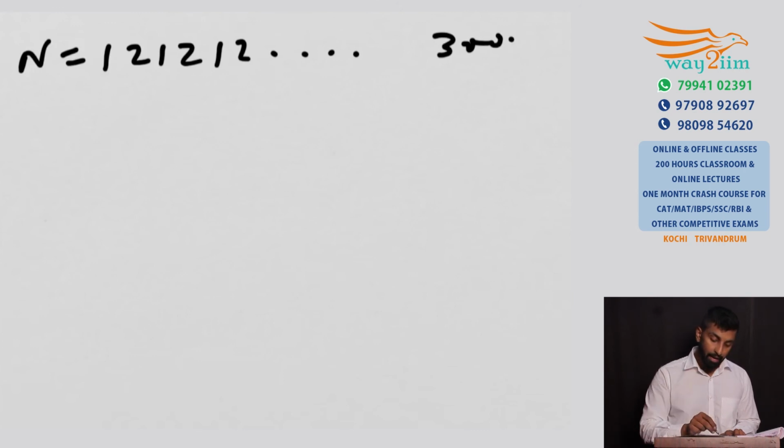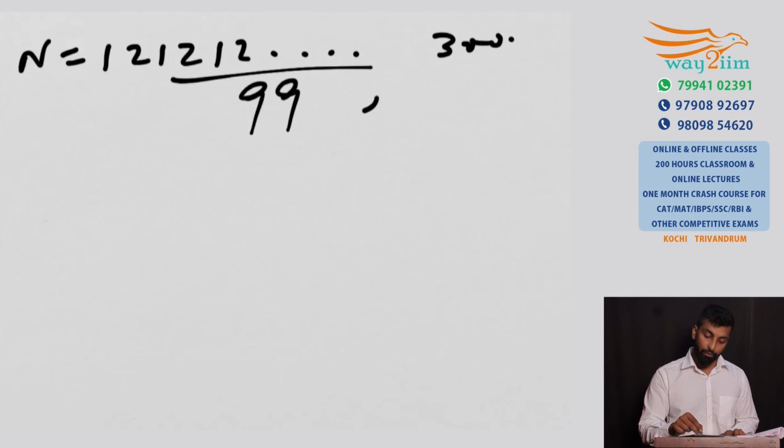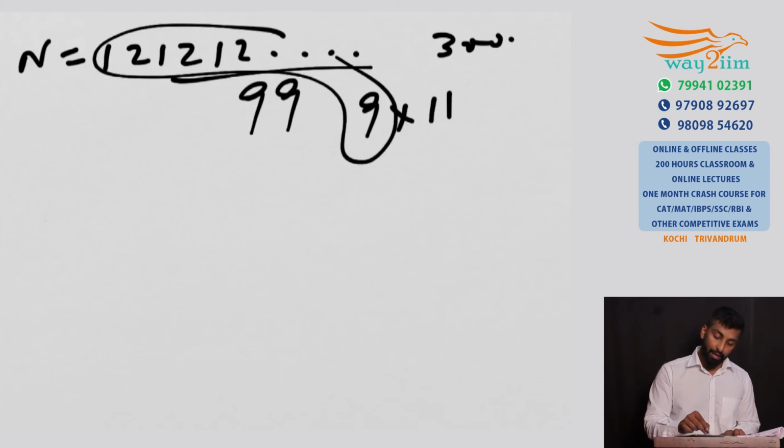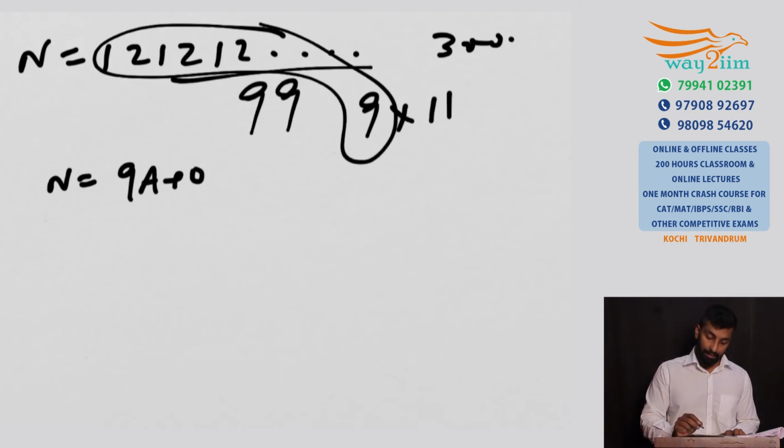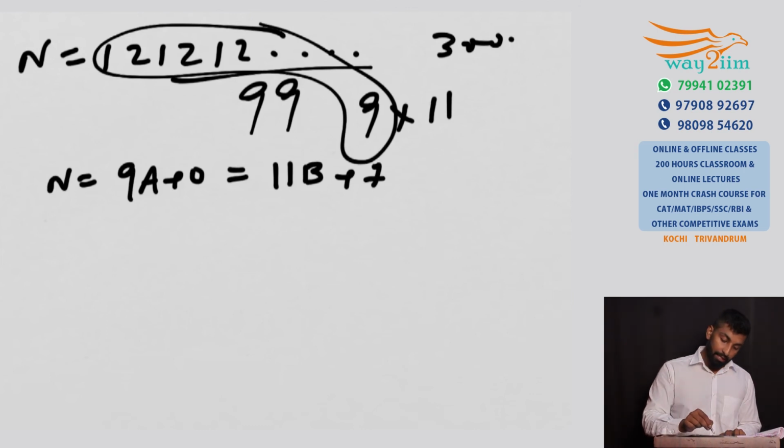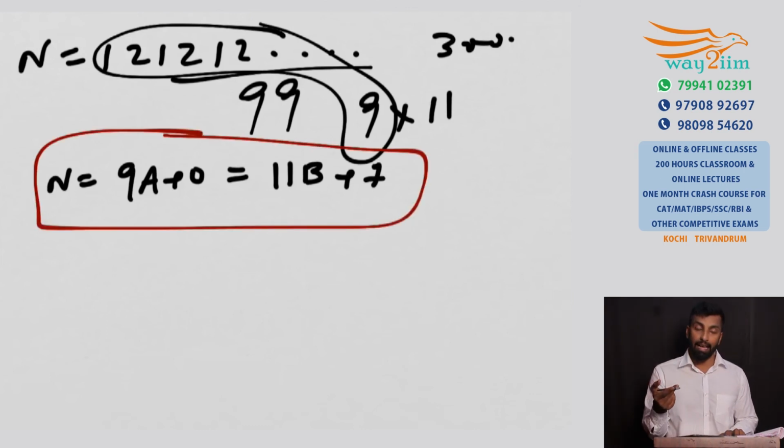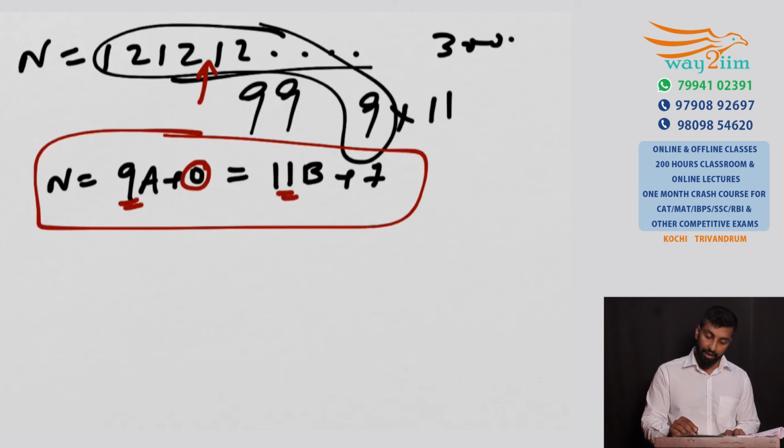And how will you find it? You have a denominator 99, you factorized it as 9 into 11. Now you do it individually, right? Bigger number by 9, you see what is the remainder. So n is equal to 9a plus 0. You got that, right? Then you divide the bigger number by 11 and rewrite n, so you wrote it as 11b plus 7. What does this mean? I have a number which when divided by 9 leaves a remainder 0, and when divided by 11 leaves a remainder 7.